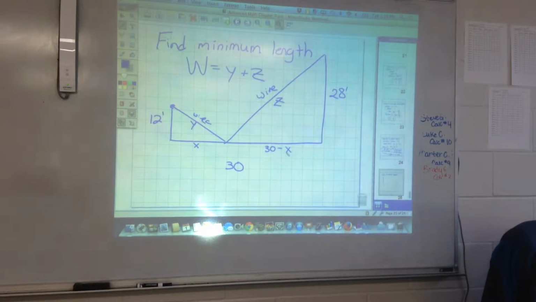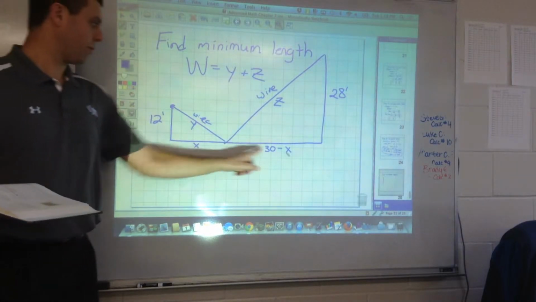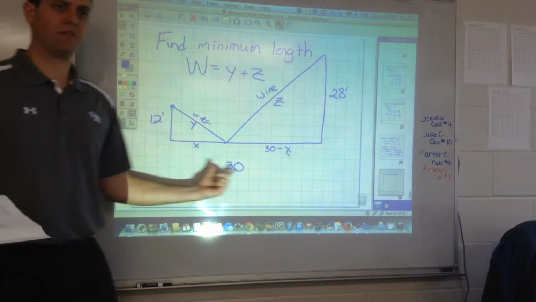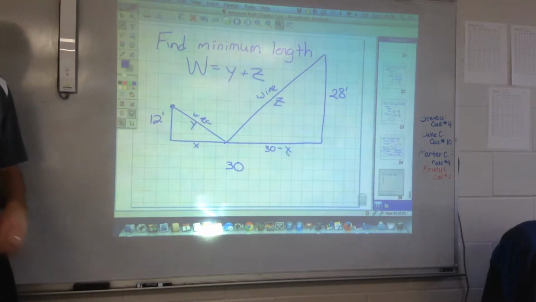That makes sense. So if this was 10, 30 minus 10 is 20, so then you have a 10-foot area and a 20-foot area and so on.